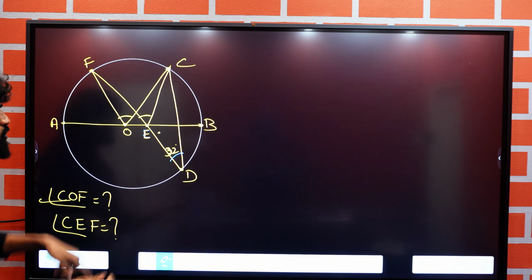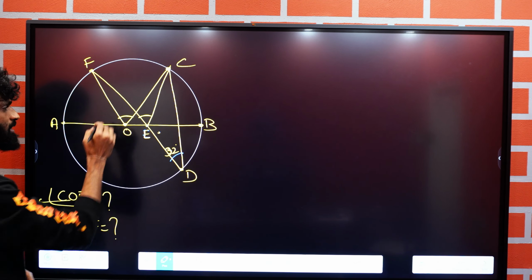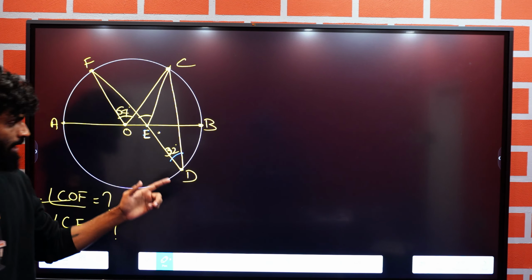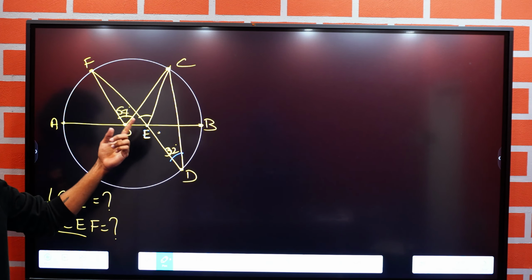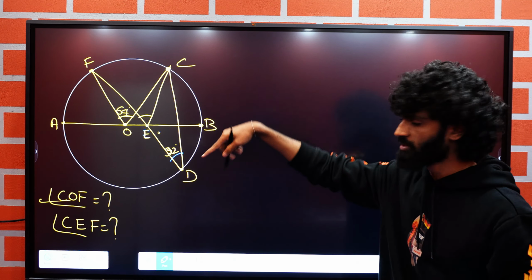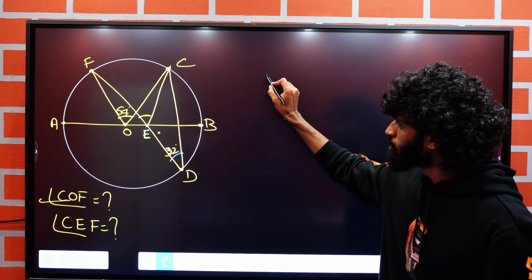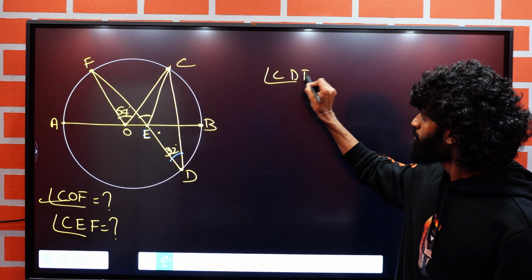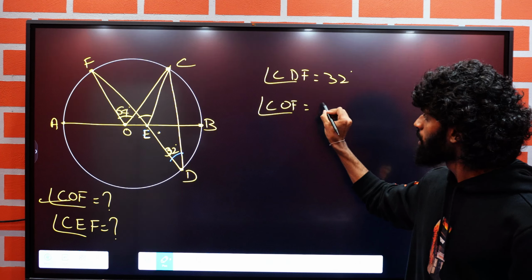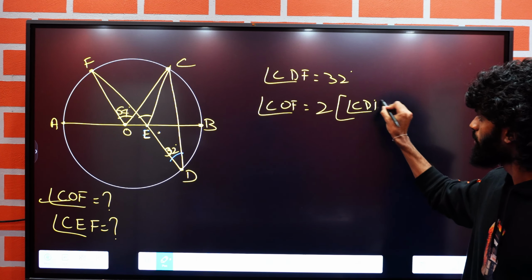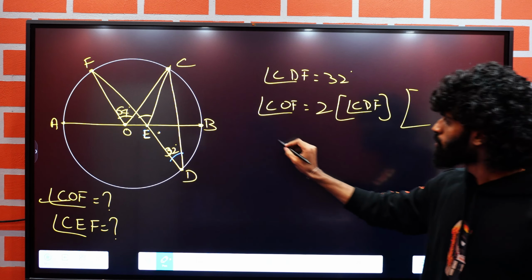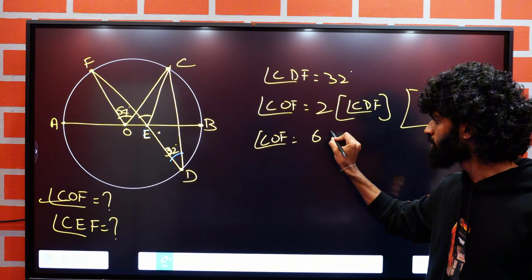Don't you think it's much simpler for us to find COF? It will be double of it, 64. What's the theorem I'm trying to apply here? I'm trying to apply: angle subtended at the center is twice the angle subtended at the circumference. The statement is also required, so I'll show the working here. Angle CDF equals 32 degrees, and angle COF will be equal to twice of angle CDF. What's the reason? Angle subtended, as I told you right now. You write that reason here. So angle COF will be equal to 64 degrees.